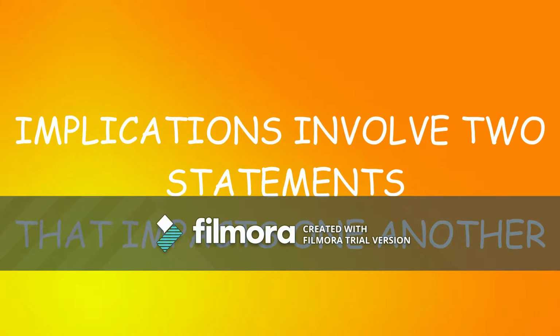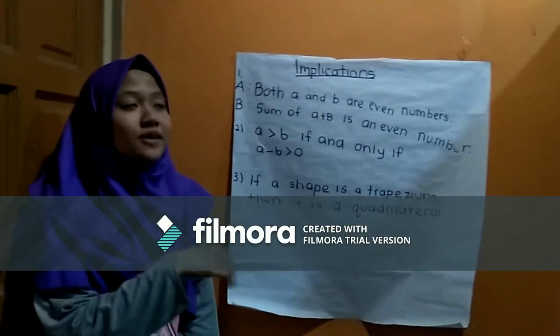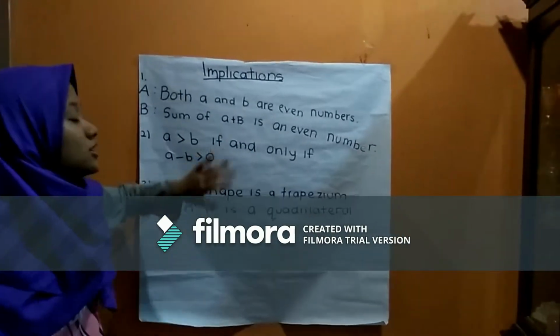Implications involve two statements that impact one another. If the first statement is the antecedent, then the second statement is the consequent. So we have to make an implication based on these two statements.